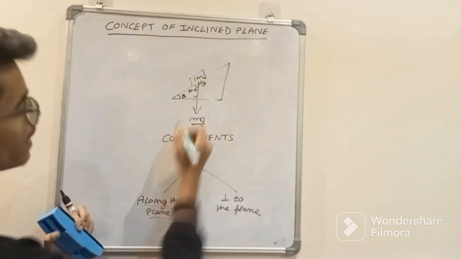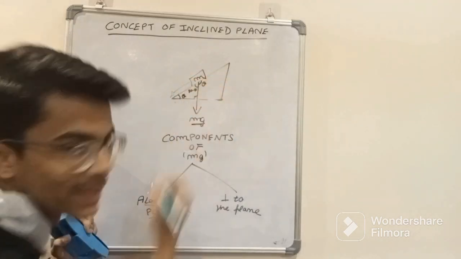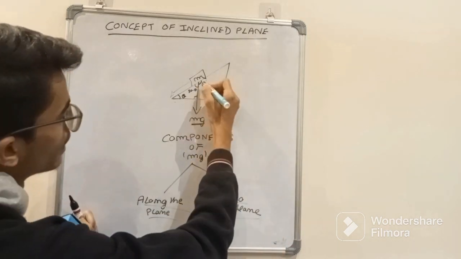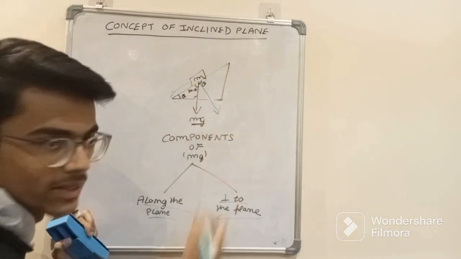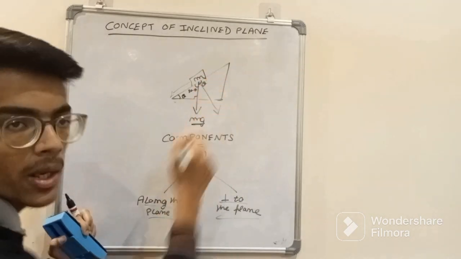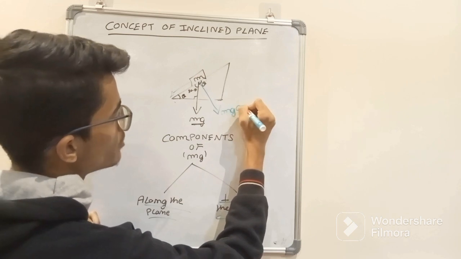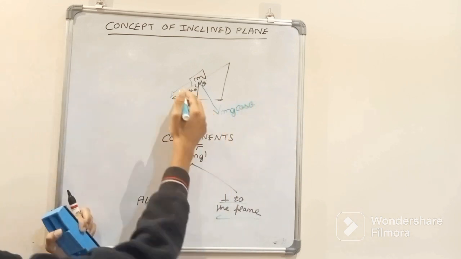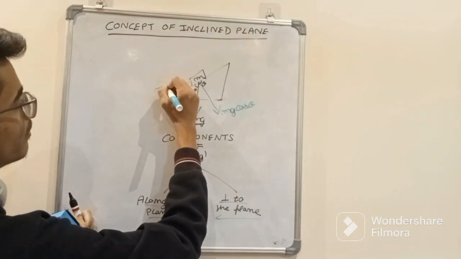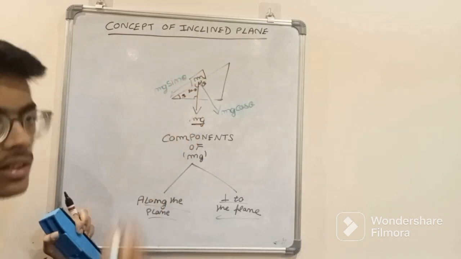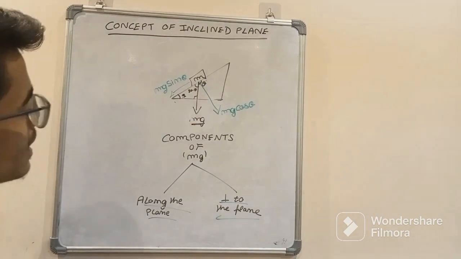One is along the plane, that means in this direction, and the other one is perpendicular to the plane, that means in this direction. अब इधर हमारे पास थीटा है, so definitely cos का component that is mg cos theta, and here we are left with mg sin theta. So I hope that's clear.